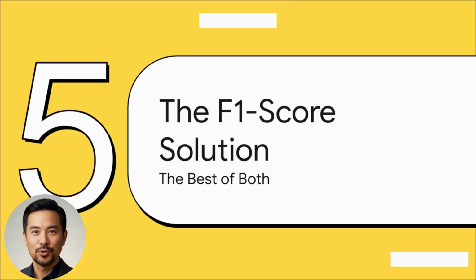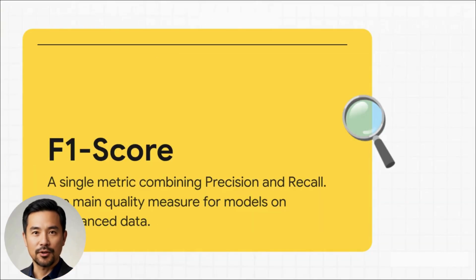So, if we need both precision and recall, it's kind of a pain to track two numbers. Wouldn't it be great if we could just combine them into a single, really meaningful score? Well, we can. And that brings us to our final and most powerful metric, the F1 score. The F1 score is basically a very clever average of precision and recall. It's their harmonic mean, which is just a fancy way of saying it gives more weight to the lower value. This is fantastic because it means a model has to be good at both precision and recall to get a high F1 score. You can't cheat the system by being good at one and awful at the other.